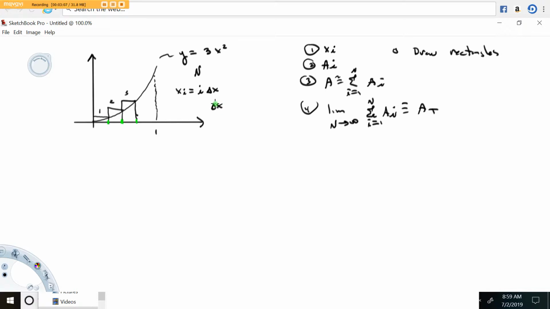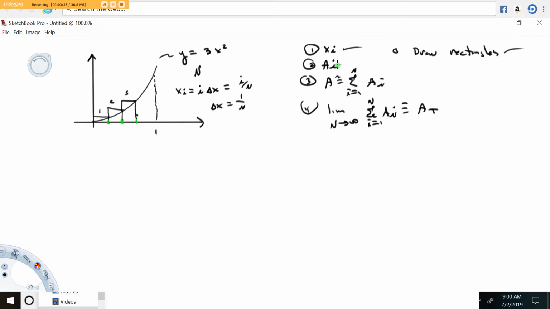All right, we're going to need the delta x. Delta x is always upper bound minus lower bound divided by n. In this case, that's going to be 1 over n. We're taking this distance and dividing by n rectangles. So updating my x sub i, that's equal to i over n when we substitute that in. I'm going to call that checked off. I drew my rectangles and did my x sub i's.